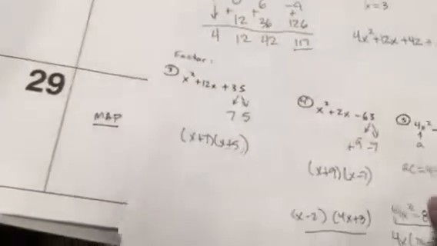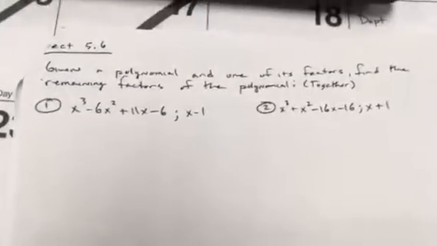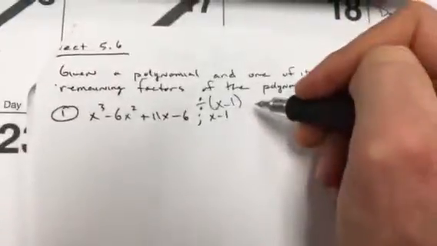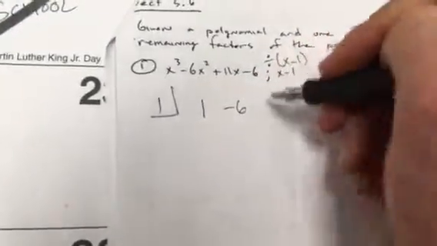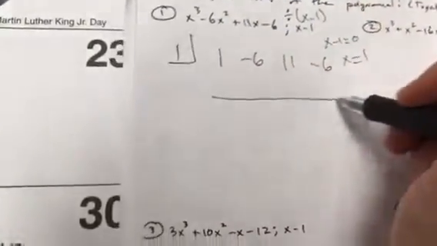Lastly, folks, on page 6, top of page 6: given a polynomial and one of its factors, find the remaining factors. All right, so this is just a combination of factoring and synthetic division. So if x minus 1 is a factor, we're going to divide, all right? This is telling us to divide by x minus 1 first. So set x minus 1 equal to 0, you get x is 1. So that goes in the cubby, 1x to the third, negative 6x squared, 11x, and a negative 6. So we're just going to divide.